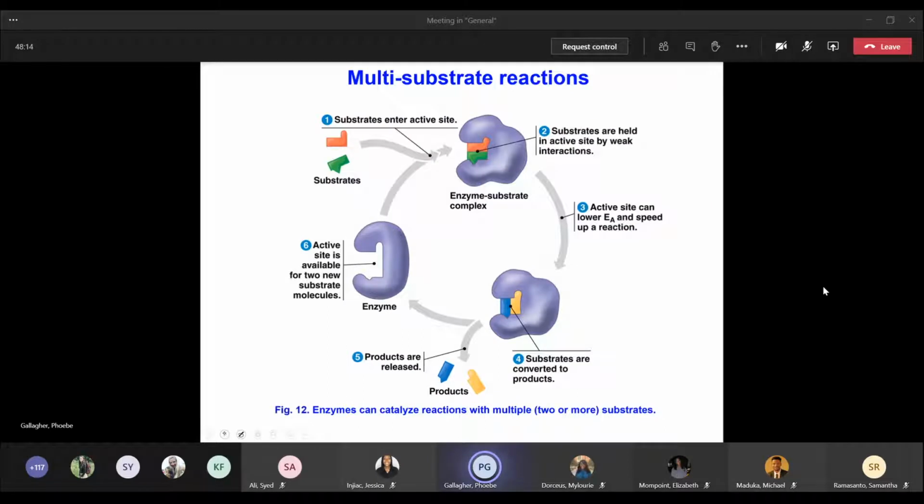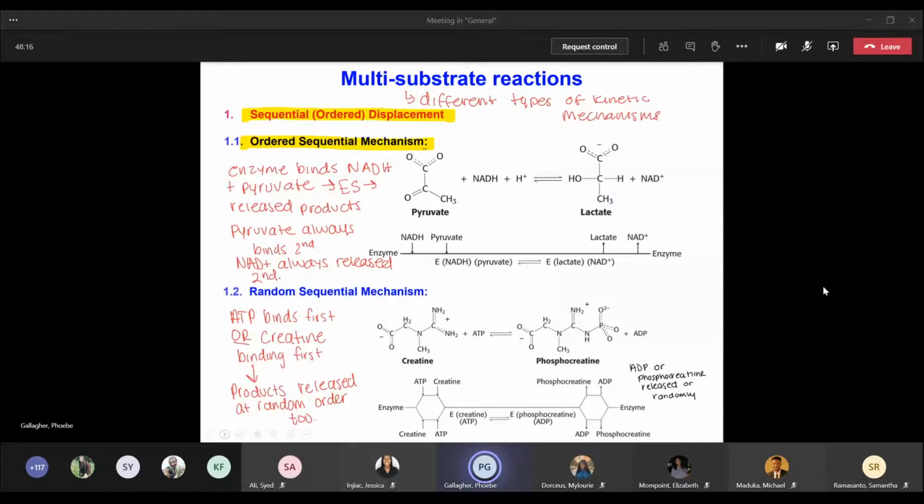And this is the same picture we saw in the last lecture, so I'm not going to go over it again. I remember there being a question on this, one of these multi-substrate reactions, so I would definitely know these. So you've got two types. You've got your sequential, and then you've got your ping pong, which are on the other slide. So within the sequential displacement reactions, you've got two subtypes. You've got your ordered sequential and your random sequential.